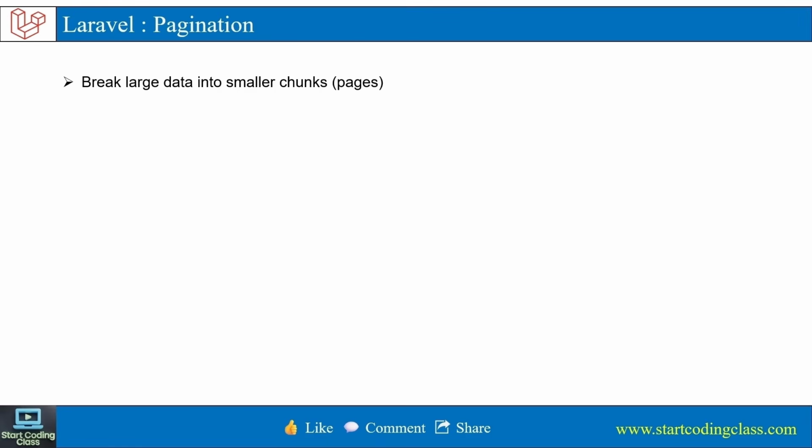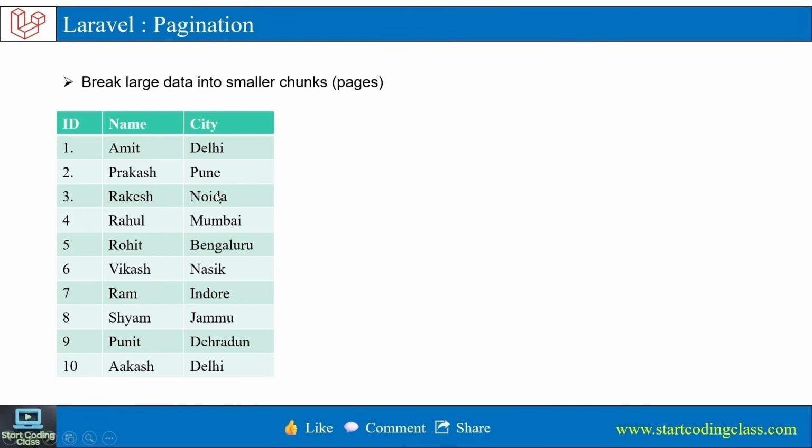Pagination is just breaking large data into smaller chunks, smaller pages. We have fetched the data from the database. Suppose we have 10 records, but it may be 10,000 or 12,000, all the data in the same page. So we have to divide the data part-wise.